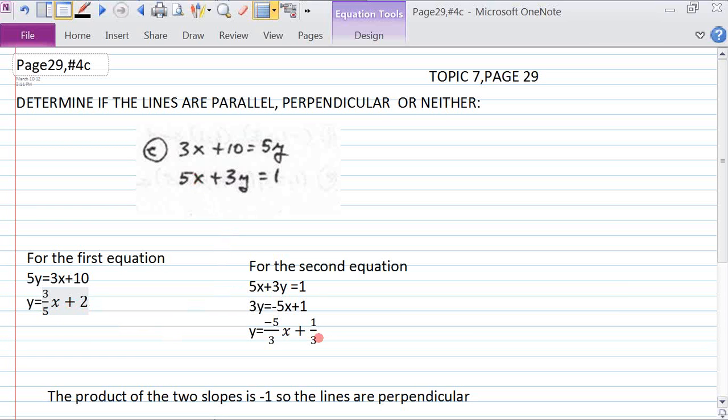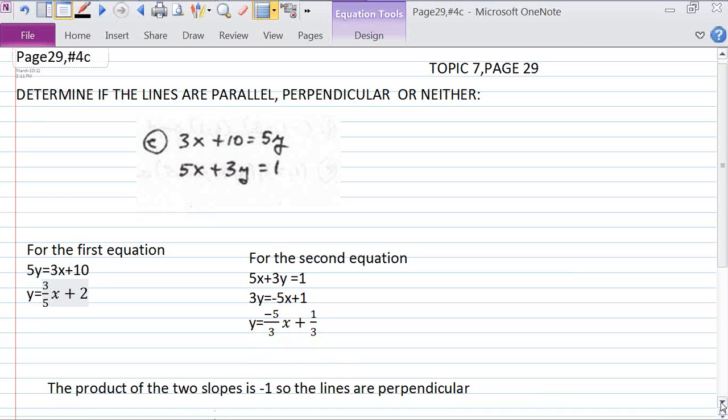For the second equation, here I transpose the 5x from the left to the right. Everything else stays the same. The 3y stays on the left, the 1 stays on the right. I divide this term by 3, and I get y. Divide this term by 3, I get this. And I divide 1 by 3.